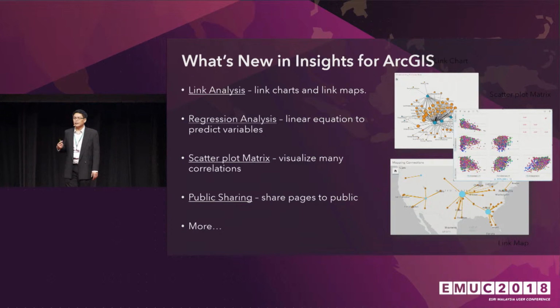So what is new in this latest version of Insights? In this latest release, we included some functionalities like link analysis. You can create link charts and link maps to identify the relationships between different data sets. And then you can do regression analysis. You can do scatter plot matrix. And of course, as I mentioned earlier, you can now share publicly. So you are no longer limited to people who are in your organization or named users to access the result of your analysis.